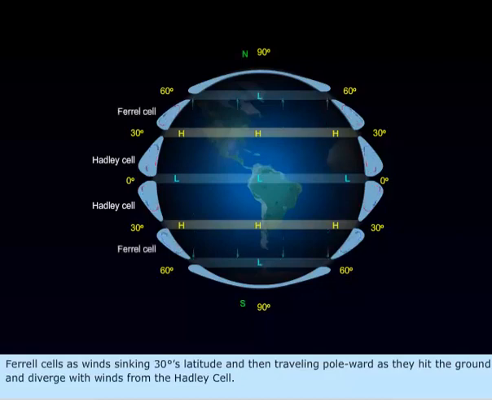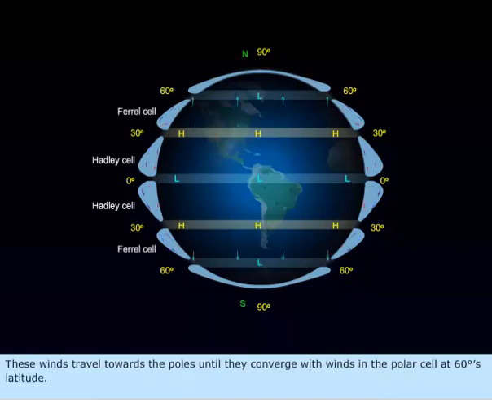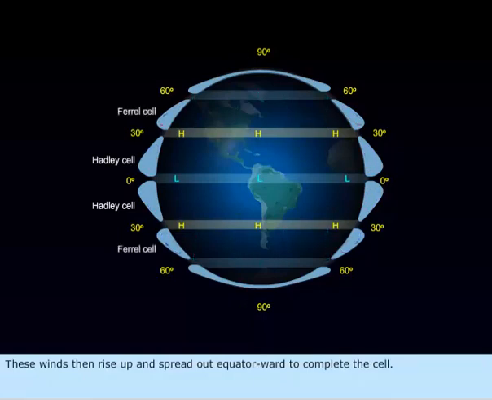The Ferrel cell has winds sinking at 30 degrees latitude and then traveling poleward as they hit the ground and diverge with winds from the Hadley cell. This provides the poleward component of the mid-latitude westerlies. These winds travel towards the poles until they converge with winds in the polar cell at 60 degrees latitude. These winds then rise up and spread out equator-ward to complete the cell.